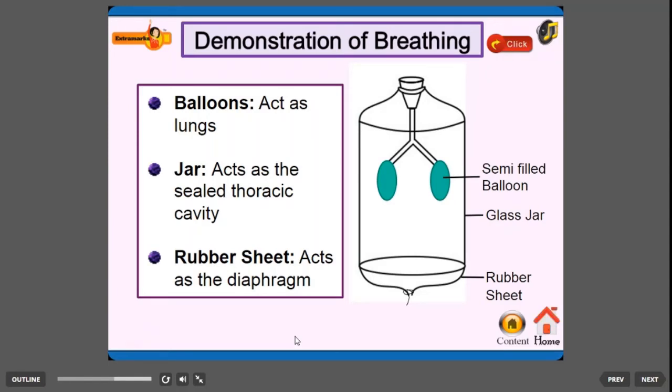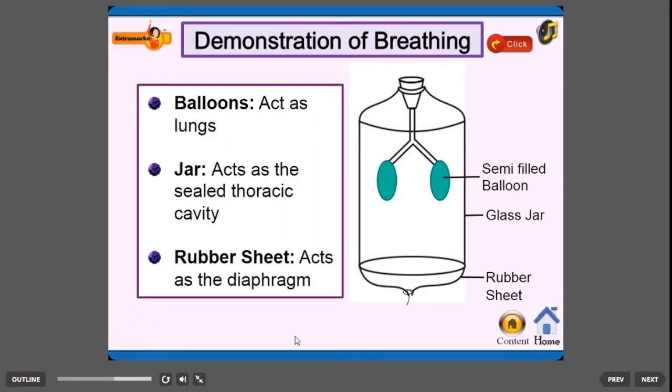Here we can see the breathing mechanism being demonstrated with the help of a small activity, where you take a jar, and the jar acts as the thoracic cavity. Then you can see the rubber sheet below the jar. It acts as a diaphragm, and two semi-filled balloons are inserted into the jar with the help of a straw, and then the mouth of the jar is closed with a cork.